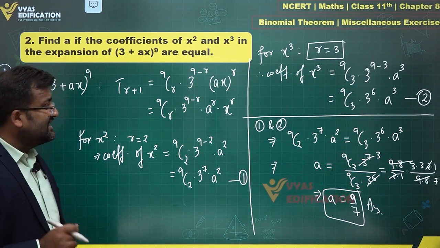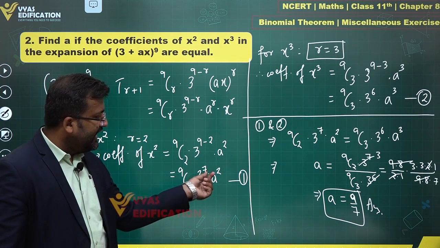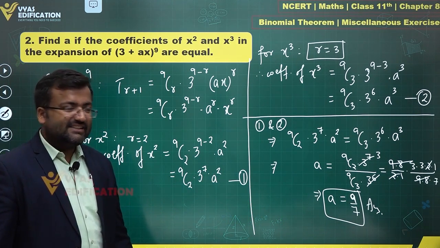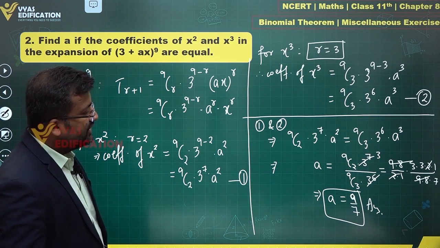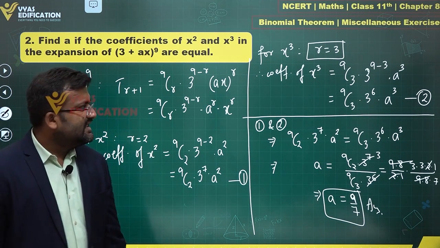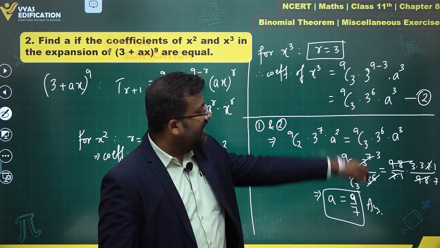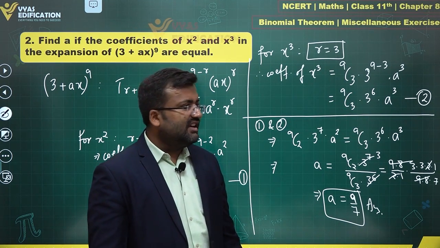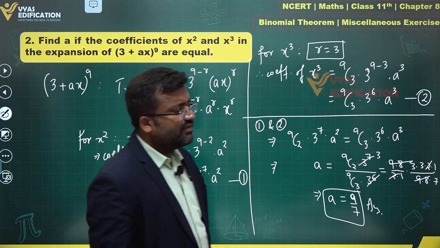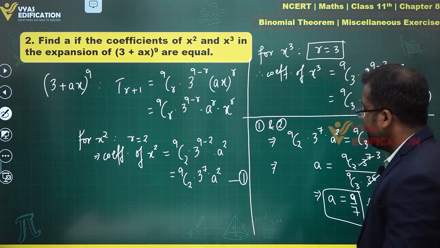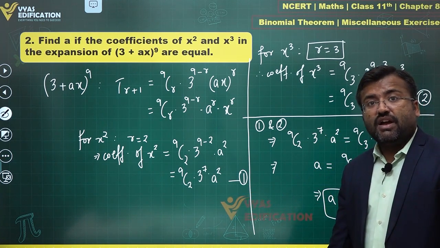Can we also verify this answer? Yes. Let's check. 9c2, 3 power 7, a square will be 81 upon 49. And similarly, we can check that value. This will be a power 3. This is 9 power 3 upon 7 power 3. And you'll have an extra 9, and basically a 7 and a 3 extra over here as compared to this. 7 and 3 will get cancelled. Yes, what will be required is this only. This gives me a equals 9 upon 7, and that is my answer for this question.